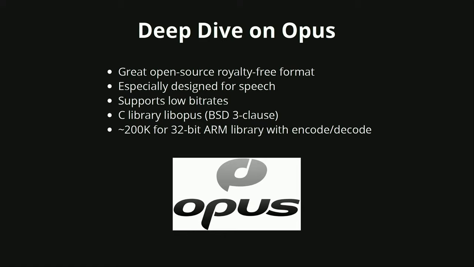There's a really great library for it, libopus, that's maintained by the people that came up with the format. And if you're including encode and decode, you're going to get about 200K worth of executable. So I don't know if there's an easy option to strip it to be decode only. I haven't played with it that much, but I like Opus.